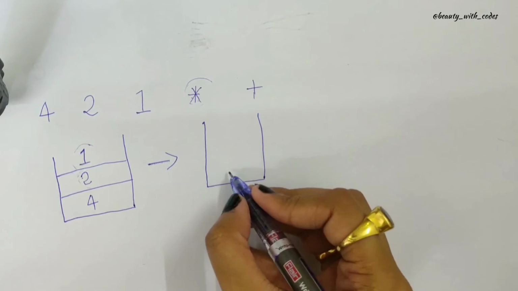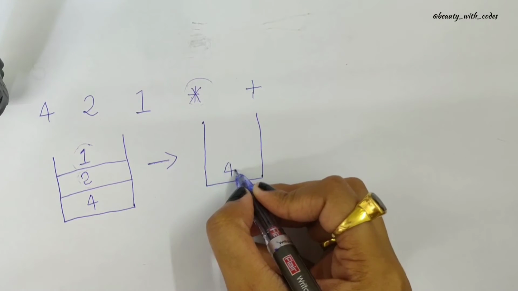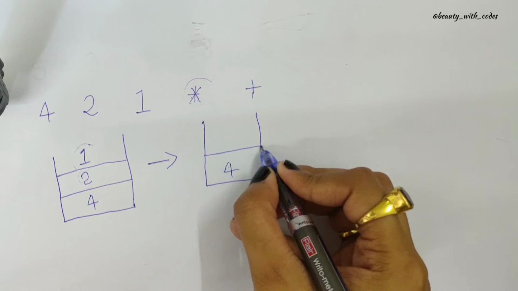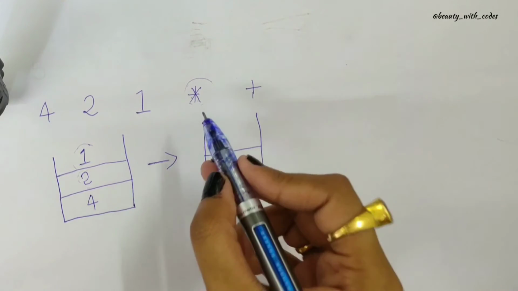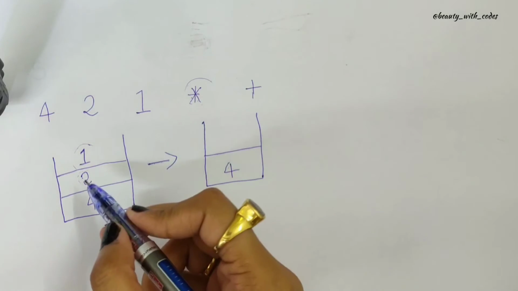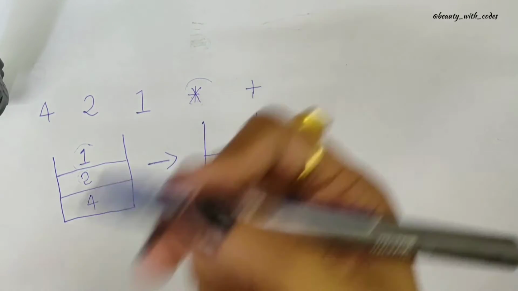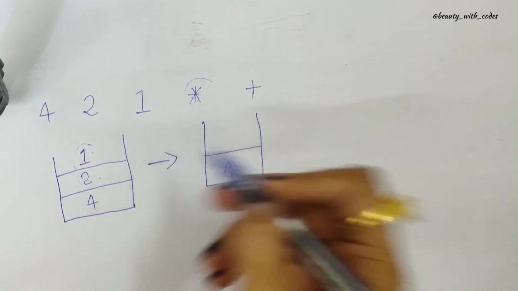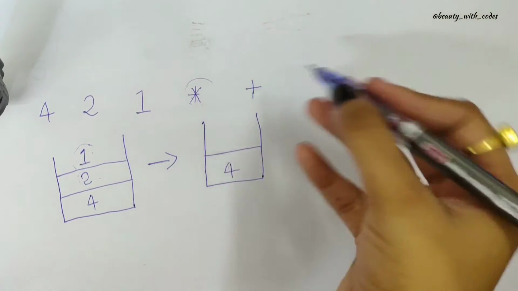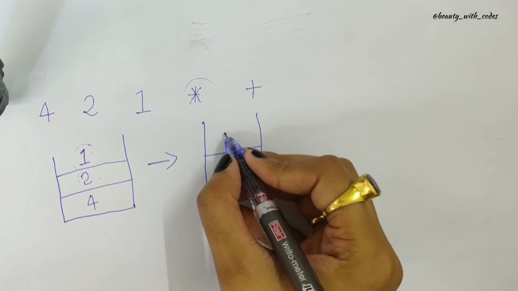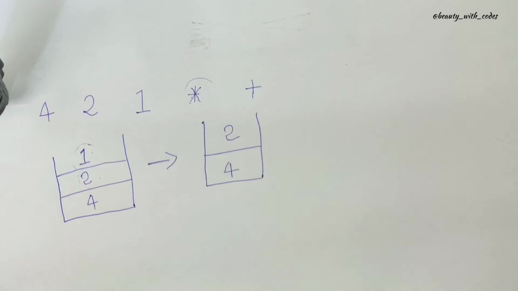Okay, so our stack is going to be: 4 is going to stay as it is, because it is not the element which entered last. For multiplication we need at least 2 operands, so first and second operand. So when 2 is multiplied by 1, what is going to be the output? This is nothing but 2 itself. 2 into 1 is 2, isn't it?